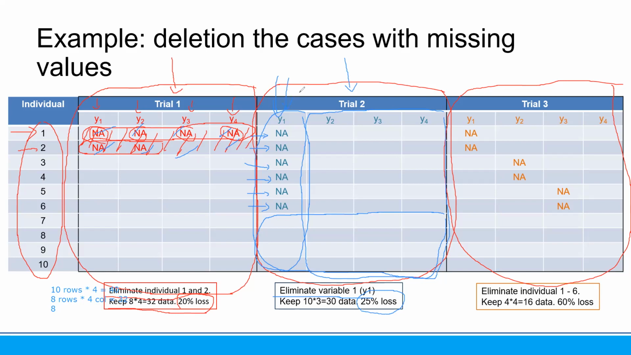Okay. What about the trial 3? Oh, this is more challenging. How can we remove the data? If we do not want to replace this data, how can we remove it? Then, if you delete the column, what happens? You have only the column y4. It is only 10 data. If you delete the row, you will keep 4 multiplied by 4, which is 16.